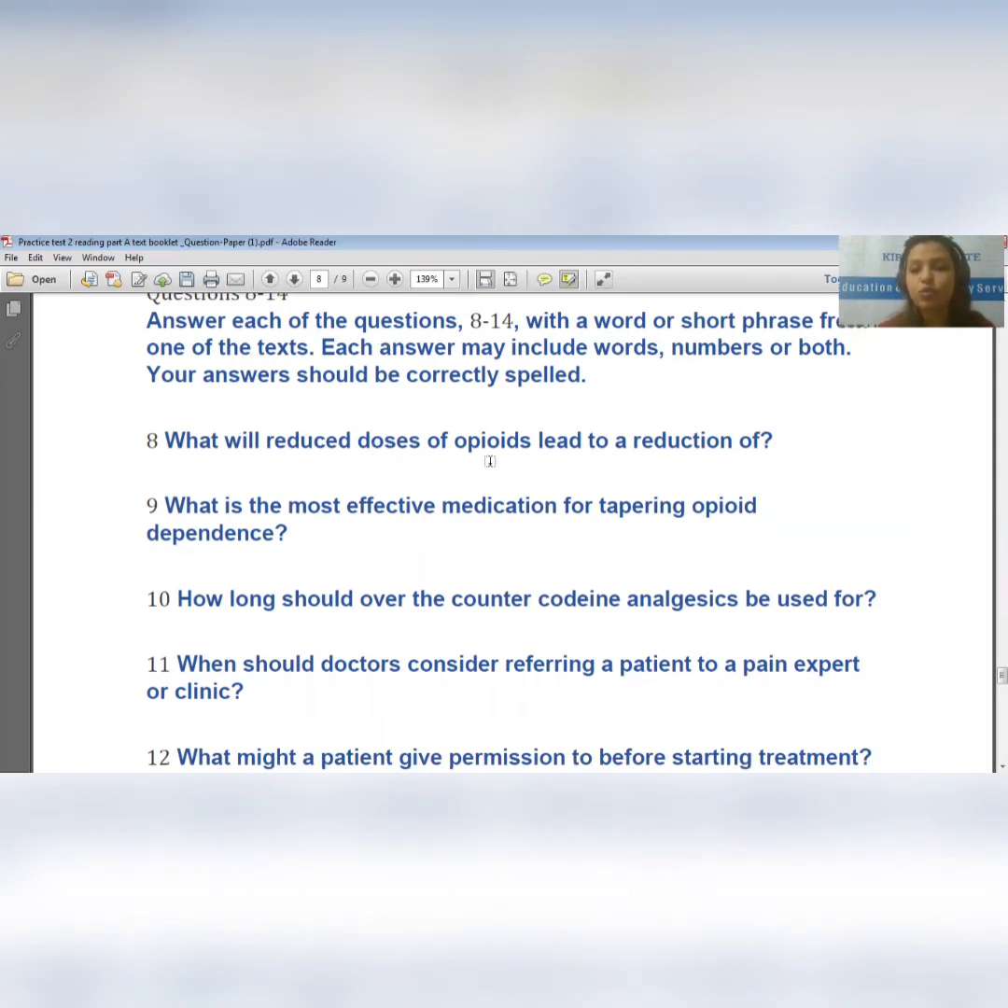What will reduced doses of opioids lead to a reduction of? This is our question. First of all, identify the keywords. My keywords are reduced doses and reduction of. So if I reduce the dose of opioid, it leads to a reduction of what else? That is my question. First of all, I will think about the text. What do you mean by reducing doses? Is it about tapering off? Yes. So where should I look?